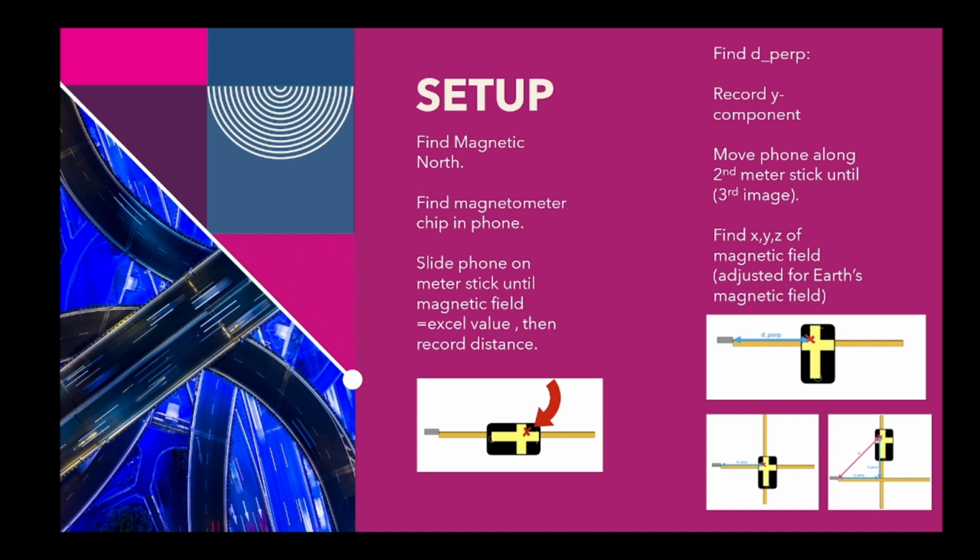For d_perp, you record the Y component, and then move your phone along the second meter stick, just like in the third image, until you get the equivalent perpendicular distance from one side to the other. And then from there you find the XYZ of the magnetic field, and then you adjust it for the Earth's magnetic field.